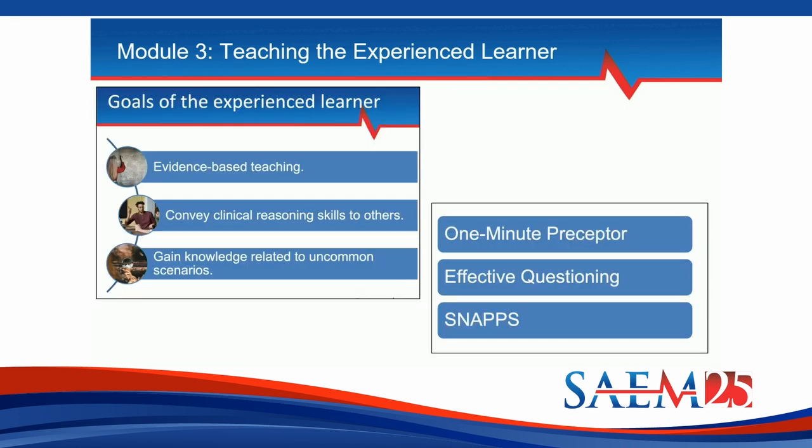The experienced learner group can be challenging as well because many of the educational strategies that we learn are often designed for more junior learners. We may be more comfortable with teaching those more junior learners. This experienced learner wants more evidence-based teaching, and they want to gain knowledge related to uncommon scenarios instead of just the bread and butter cases. This module goes over the skills and goals of that experienced learner and explores 3 techniques: the 1-minute preceptor, effective questioning, and SNAPPS, which are all designed to explore those topics a little bit better. The activity that you'll do in this one is looking at a sample case and applying one of those 3 techniques.